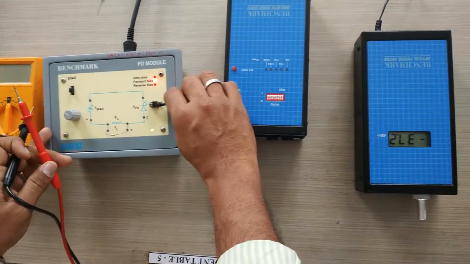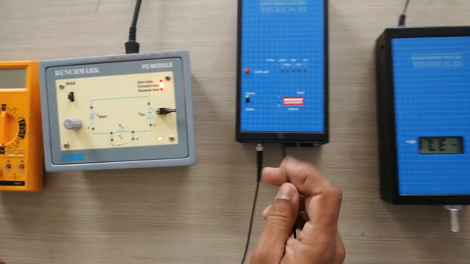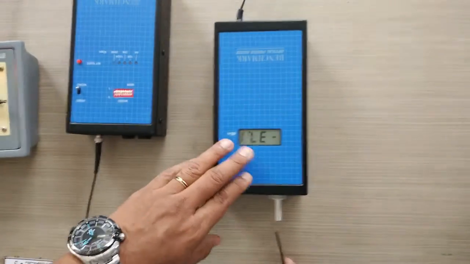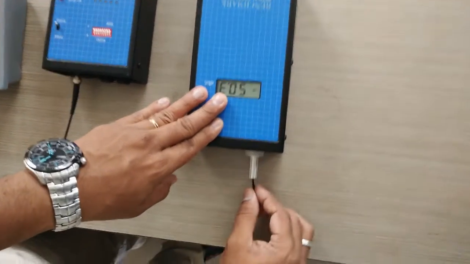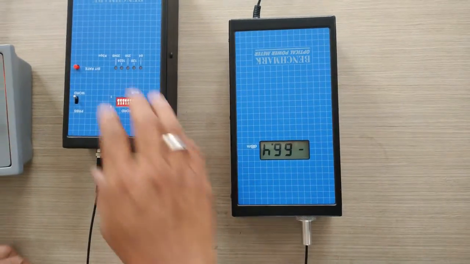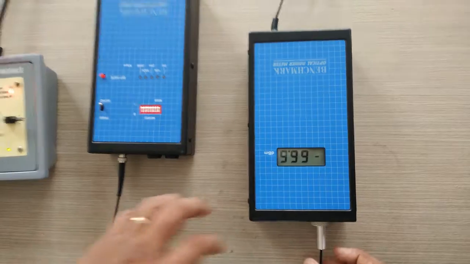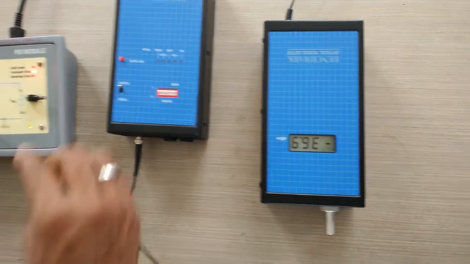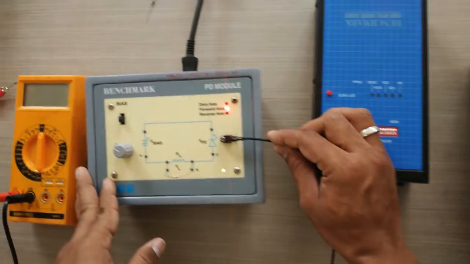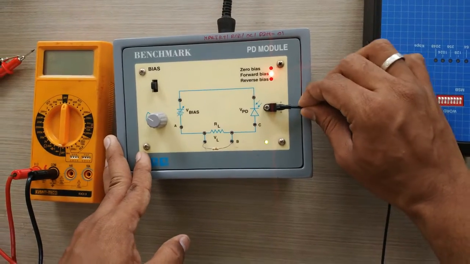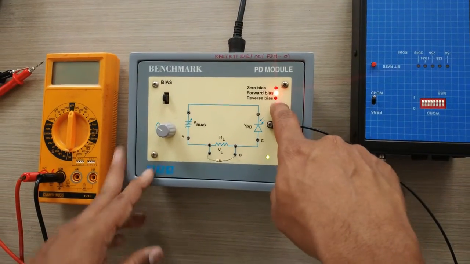So again we have to measure the light power level first, using a power meter. That is, the optical source is generating minus 66.4 dBm here. Okay, so we are going to couple this optical power to this PD module, ensure it is in forward bias condition.